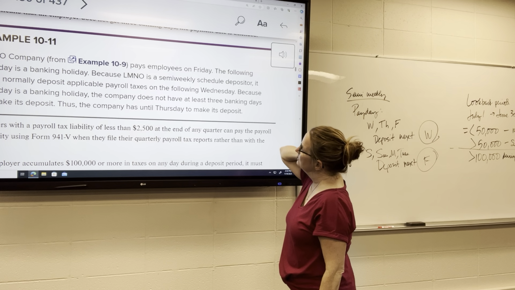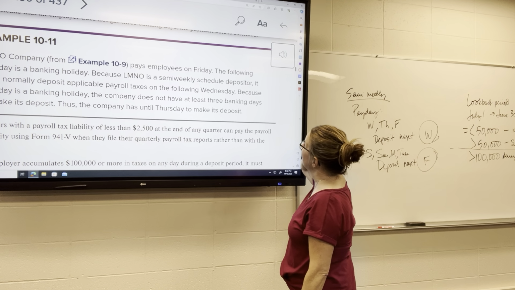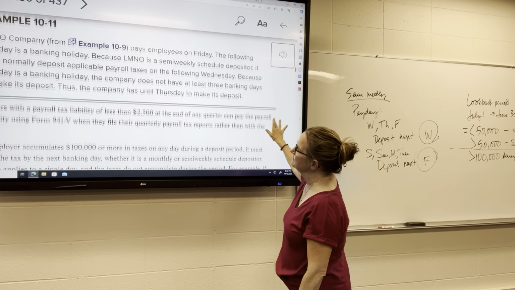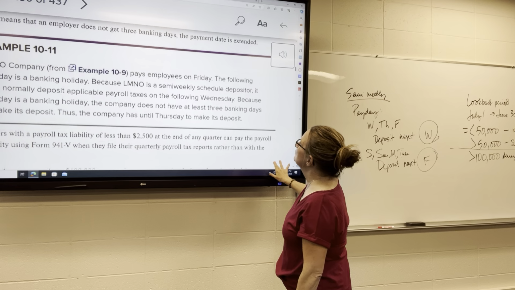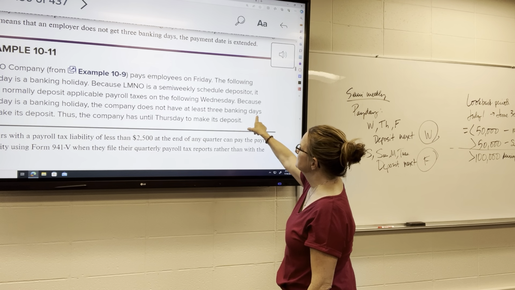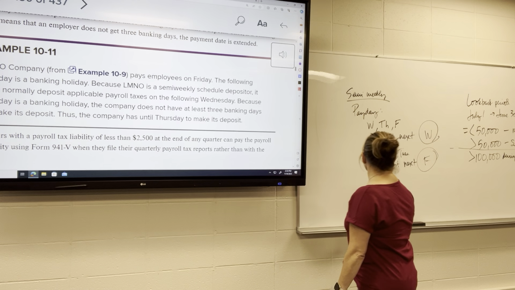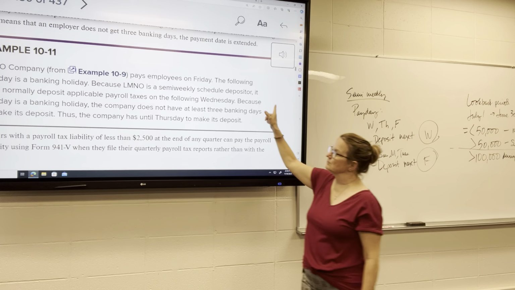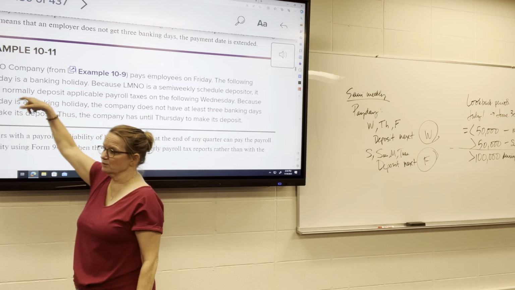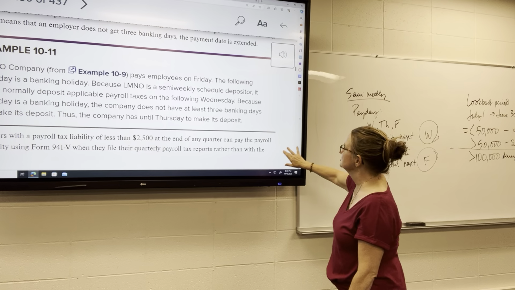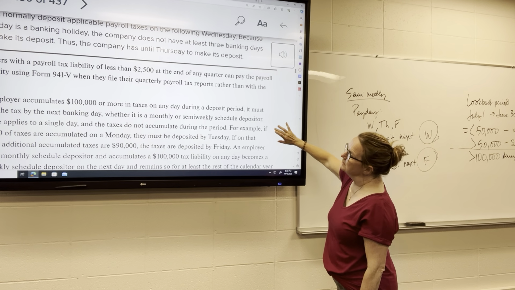So we've got Elemento company, they pay employees on Friday. Monday's a banking holiday. They pay on a Friday, so they have to make the deposit by Wednesday, even though Monday is a banking holiday, they don't get an extra day then. It's only if that due date falls on a holiday.